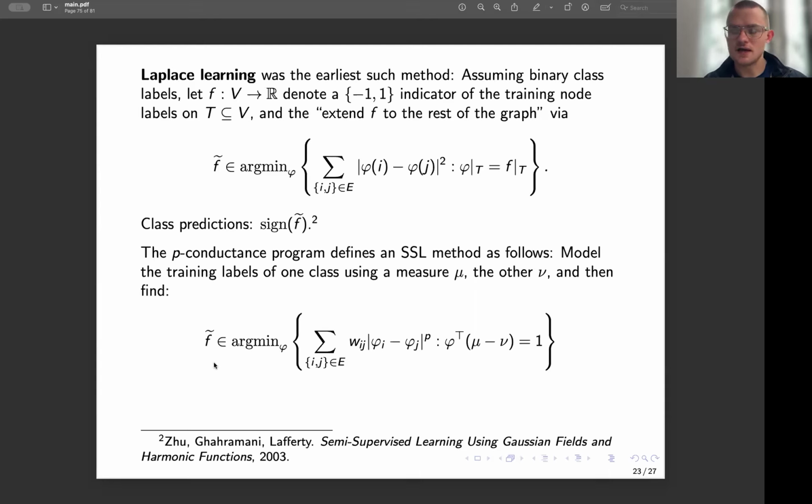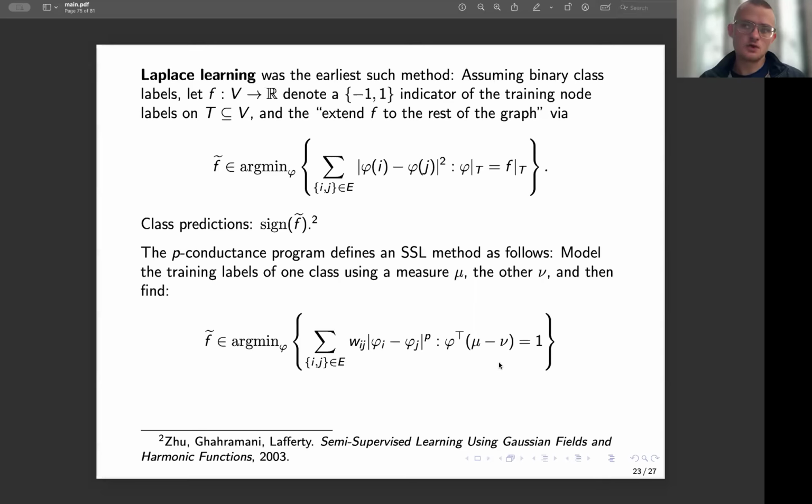And then I can look at a similar program. I'll use the same notation. In fact, I'll recycle it, f tilde, as the argmin over the program here, which looks at a p-norm minimization problem. In particular, p equals 2 would recover exactly the same objective. Modulo weights, there should be a w_ij here, it's just a little typo. P equals 2 recovers the same objective in the program. However, the constraint is a little bit different. Instead of having a constraint which seeks to really just extend the original labeled data to the rest of the graph, I'm going to look at a weaker penalty where I have this affine constraint where the inner product of phi against mu minus nu is equal to 1.